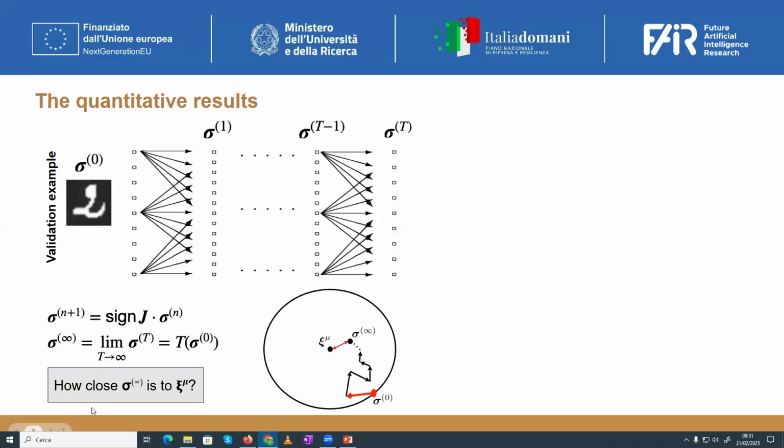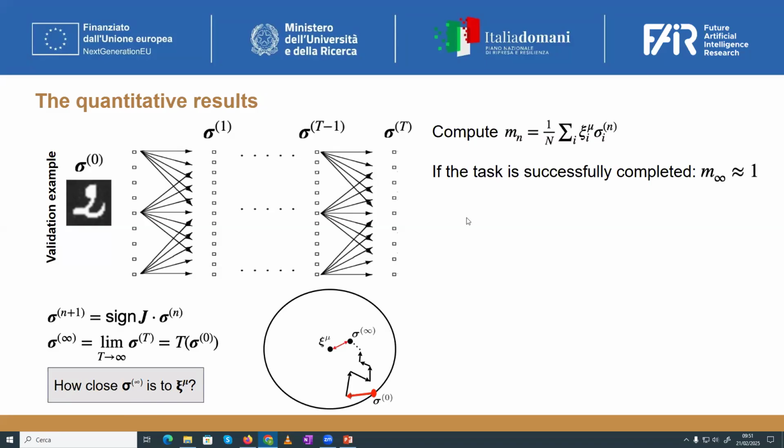So it is important to ask this question: how close is sigma infinity to psi mu, which is the hidden pattern associated with the validation example? What we can do is compute the magnetization, as Matteo said. And if the magnetization of the last layer with respect to the feature we want to reconstruct is close to 1, the task is successfully completed. But in the theoretical case, this is a hard task because there is a full network of nonlinearity, so it is not so simple to compute this magnetization here.